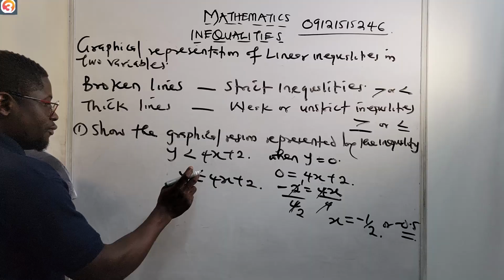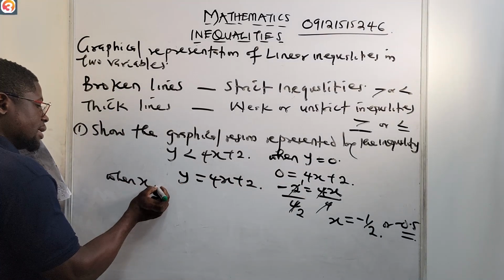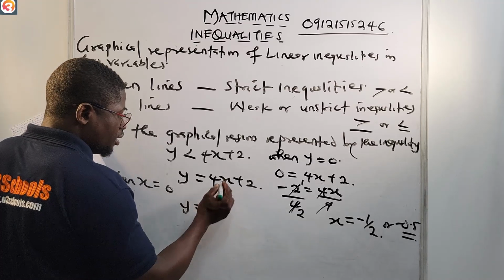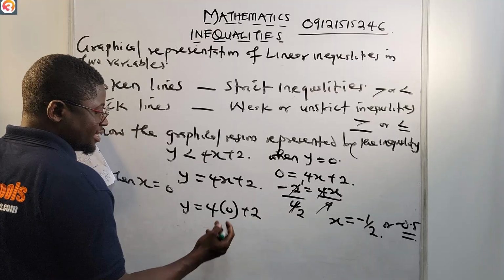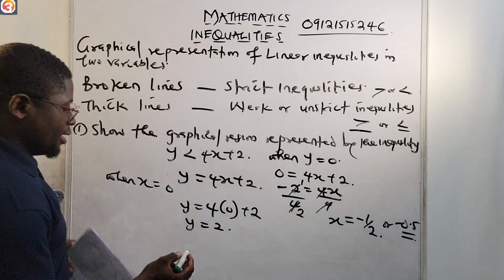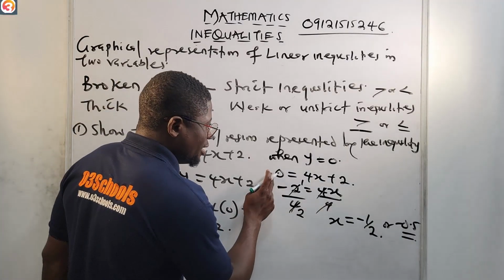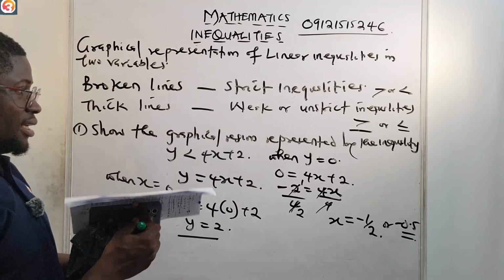Now, what is the value of y when x is 0? When x is 0, what is the value of y? I'm going to have y is equals to 4 times x, x is 0, then plus 2. 4 times 0 is 0. So y is only 2 here. So we have our points. We have our point for y when x is 0. We have our point for x when y is 0. So we can now draw our graph. Okay, hope you understand now.